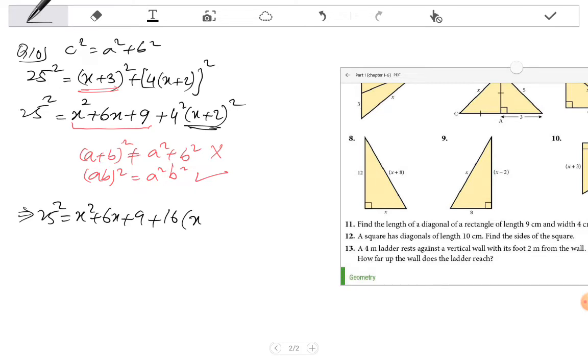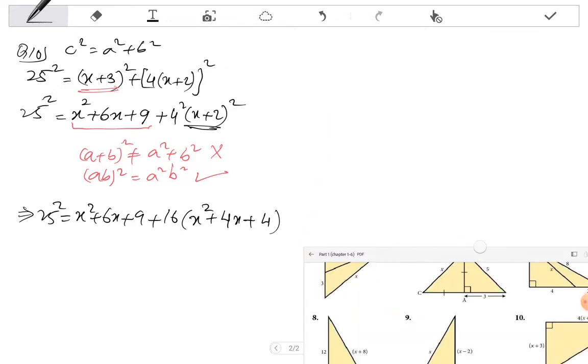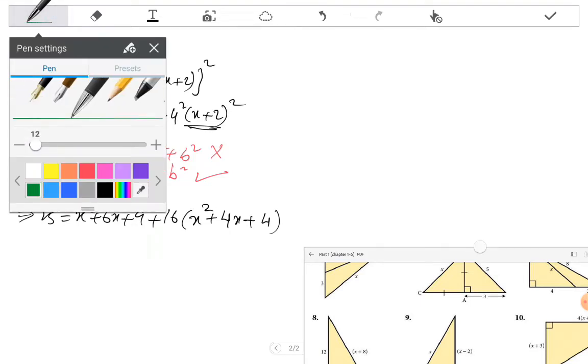You have to apply a formula. So a square is x square plus double of the product. 2x is the product, so you double it, so it becomes 4x, plus b square, that is 2 square, so it's 4. I'm doing it directly. If you are not understanding it, I should mention this expansion in front of it like this.